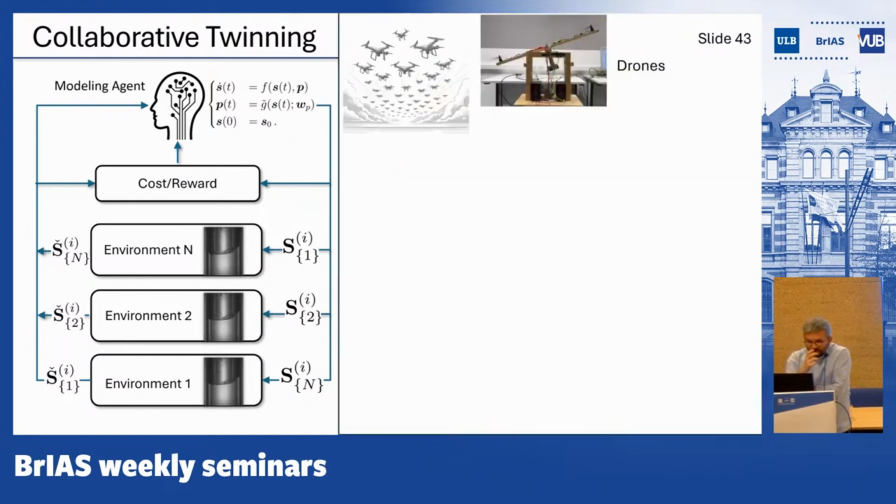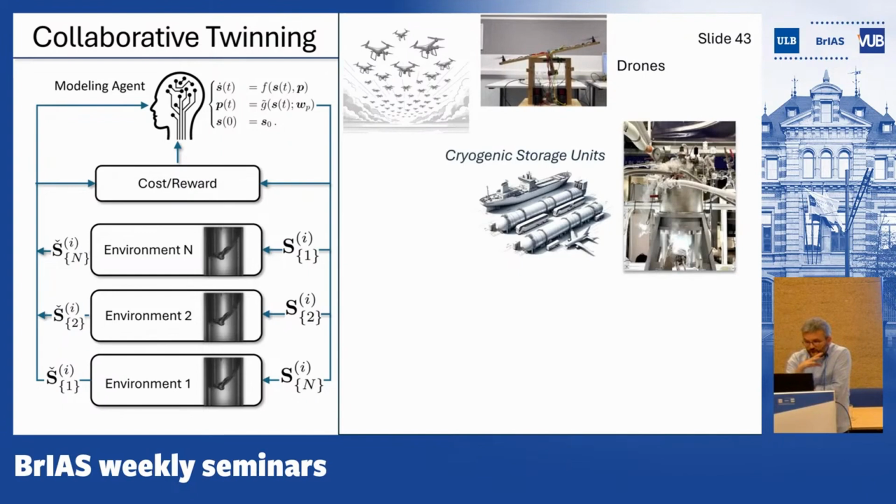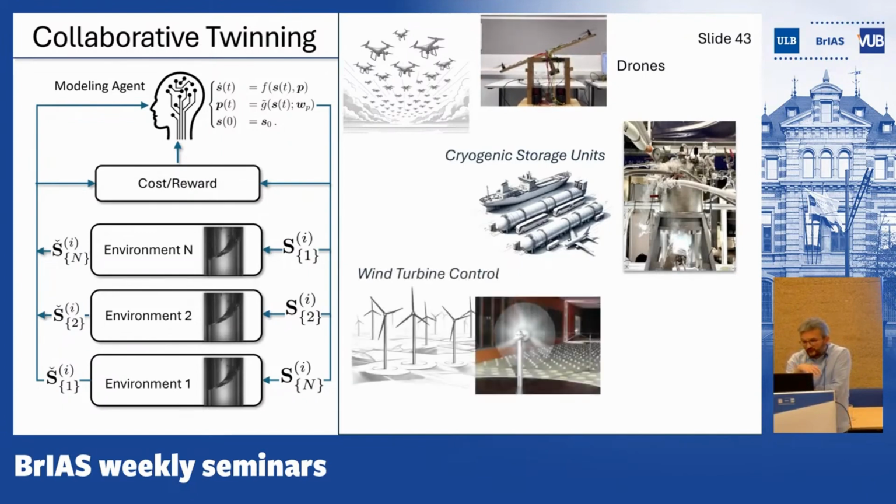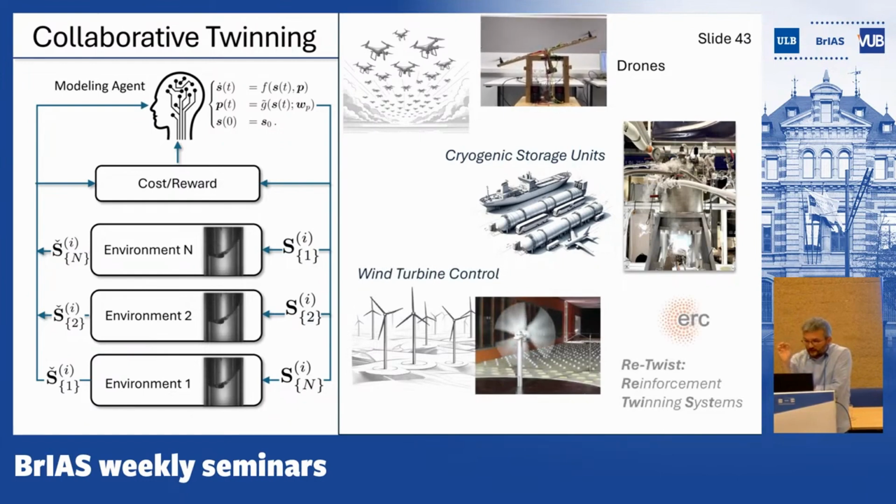And that's a bit the topic of my ERC, where we also do control on the systems. So we target systems that are, let's say, composed of many elements that are similar. Think about fleets of drones or cryogenic storage units or wind farms, for example. These are all cases where you have many components which are expected to behave in a relatively similar way.